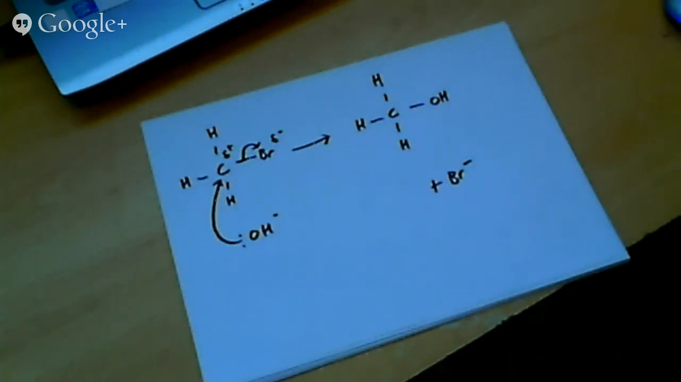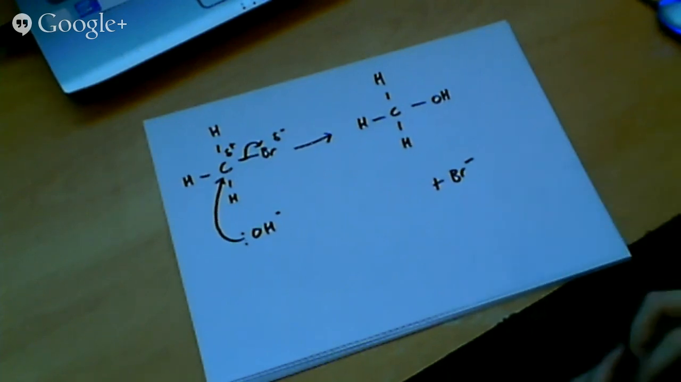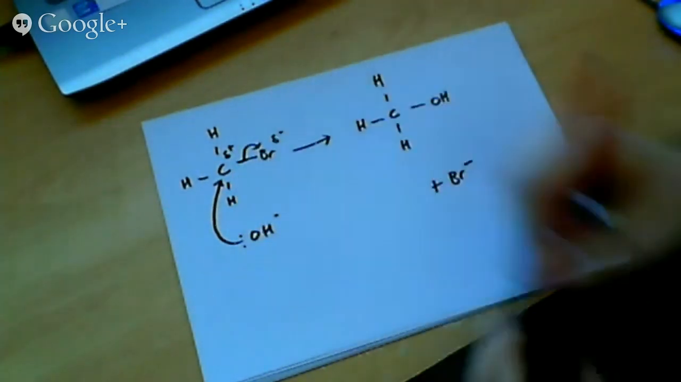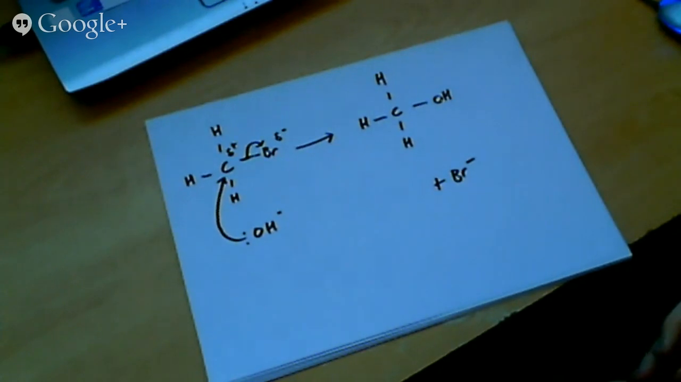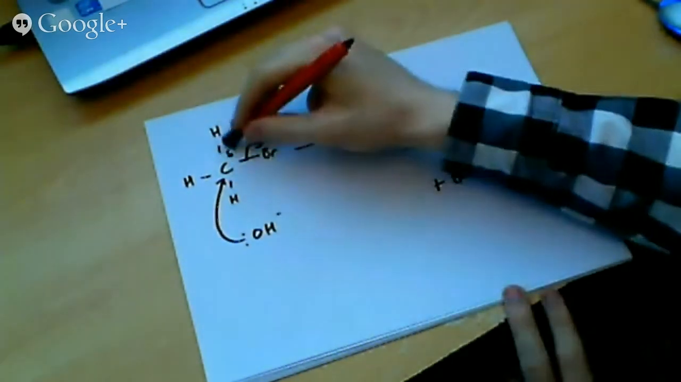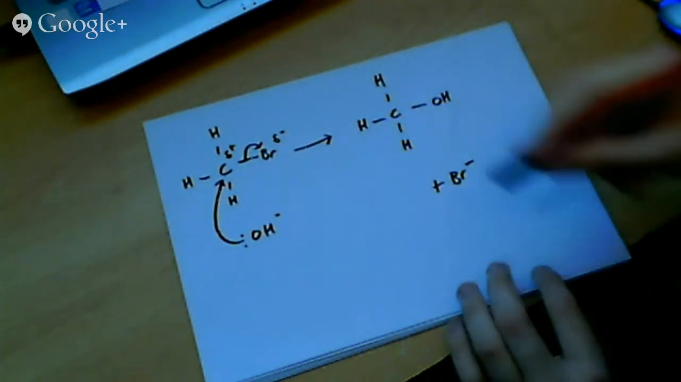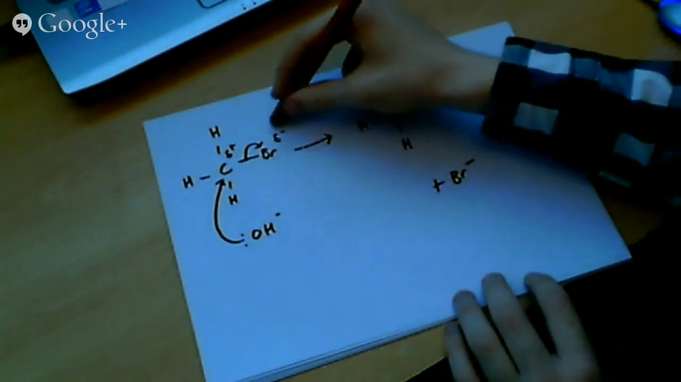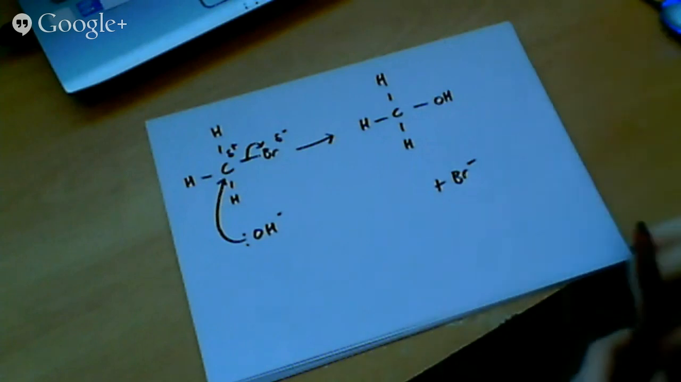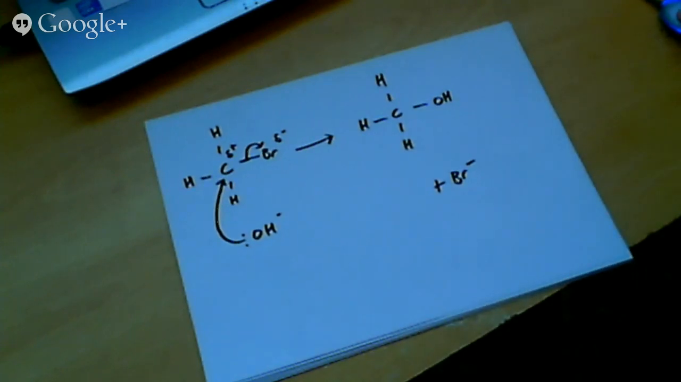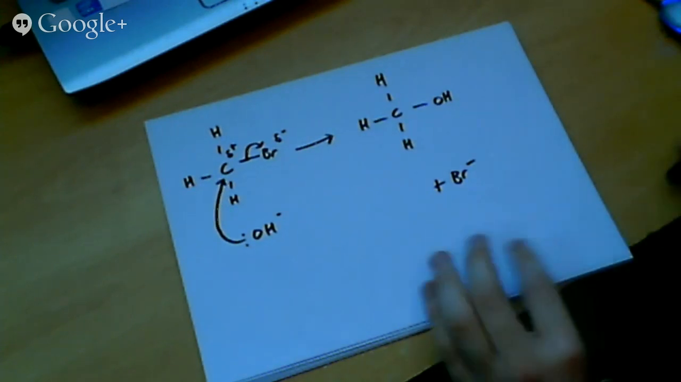That's it. It's a reasonably simple mechanism. So just curly arrow from the lone pair on the OH minus group goes to the positive carbon, then the bond between the carbon and the bromine breaks, and you've got the electrons going to the bromine, which is slightly negative, and you've got the substitution there. I hope that makes sense.